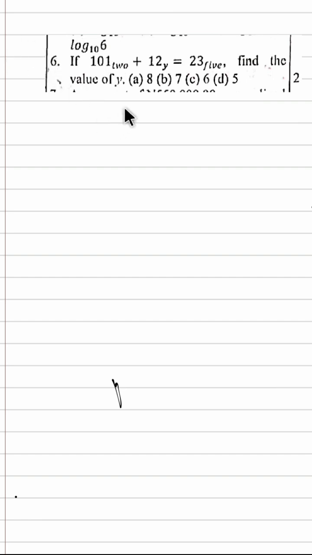So let's say we have the solution. Okay, we have the solution. We have 101 in base 2, and we want to convert this one to base 10. To convert this one to base 10, we use the binary code.